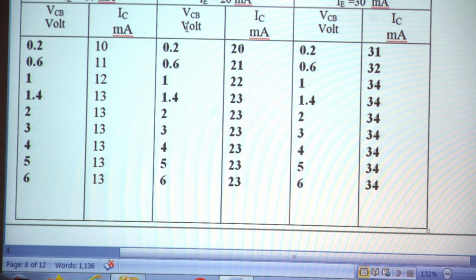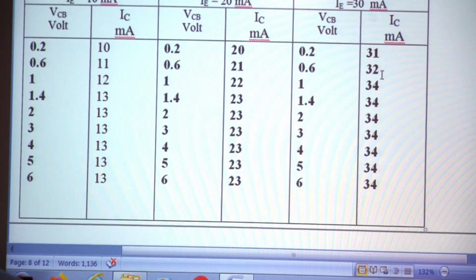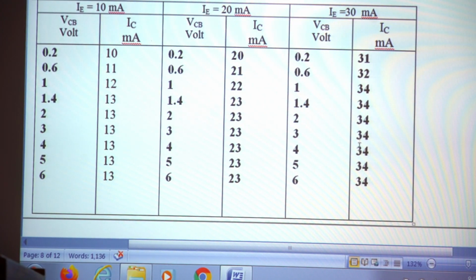Then on the output characteristics the second curve is plotted for another value of IE, that is 20 milliampere. Again VCB is changed, then IC also changes. Initially there is a small change. For 0.2 the collector current is 20, for 0.6 it is 21, for 1 it is 22 milliampere, and thereafter the collector current remains a constant 23. Similarly, when it is repeated for an IE value of 30 milliampere, the collector current also changes and remains a constant 34.